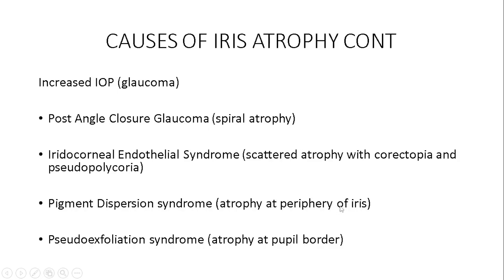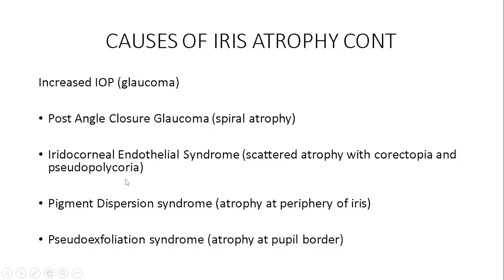We told you what the atrophy is. In this sense, it is scattered. And of course, there's pseudopolycoria. Pseudo because they are false. The iris has several holes in it, but these are not proper pupils, so we call them pseudo, and they are many, so we call them pseudopolycoria.